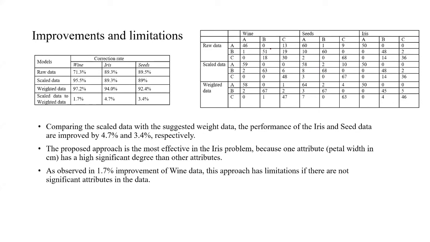And this is the performance. There are some improvements and some limitations here. For the raw data, scaled data, and weighted data, from scaled data to weighted data, the iris data and seed data show a 4.7% and 3.4% increase. You can see there are some improvements here. But at the same time, in the case of wine data, there is not much difference between scaled data and weighted data. So you can find some limitations if there are no significant attributes in the data.